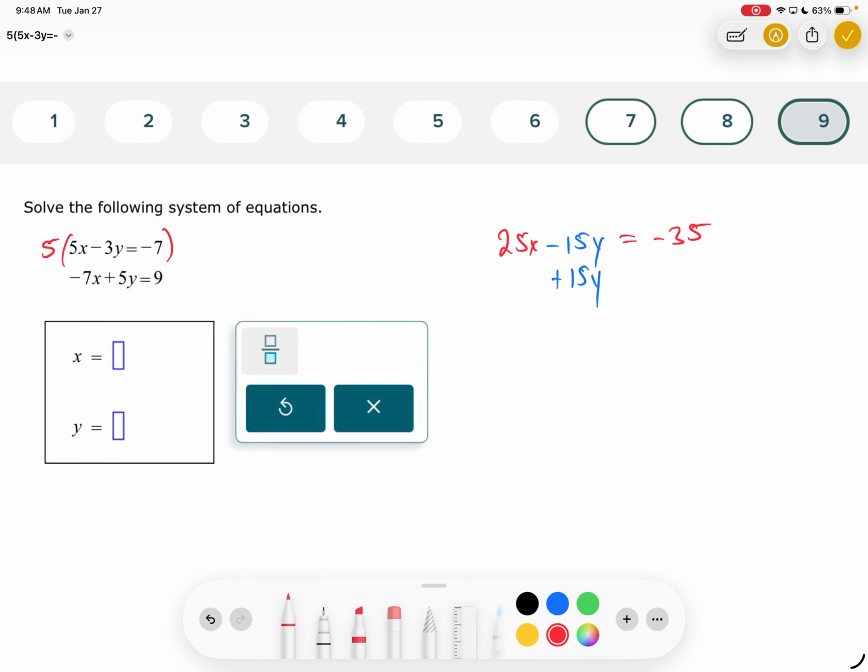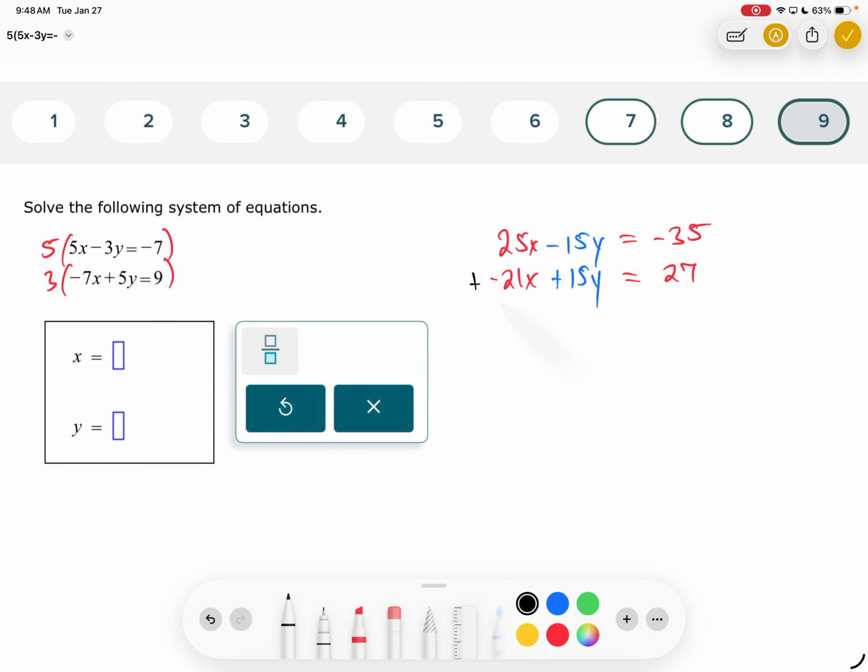And then on the bottom, I want to get 5y to 15y, so I'll multiply by 3. 3 times -7x is -21x. 3 times 5y is 15y. 3 times 9 is 27. Do not forget to multiply these last numbers, okay? You got to multiply everything in an equation by that to keep it the same.